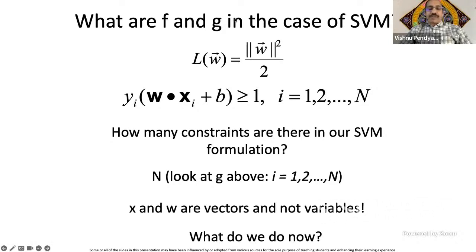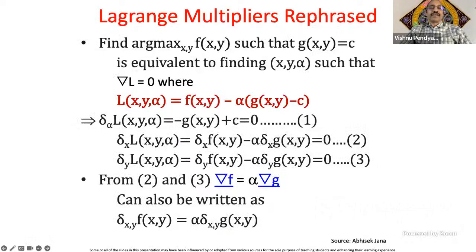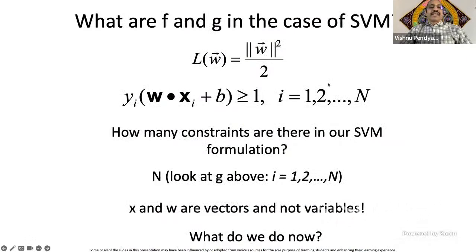Now, this is different from our previous slide. How is it different? First thing is, in the previous slide, g of x comma y was an equality, and there was only one constraint. But in the support vector machines case, we have inequality instead of equality, and there are n such inequalities. So it's a new scenario. What do we do now?